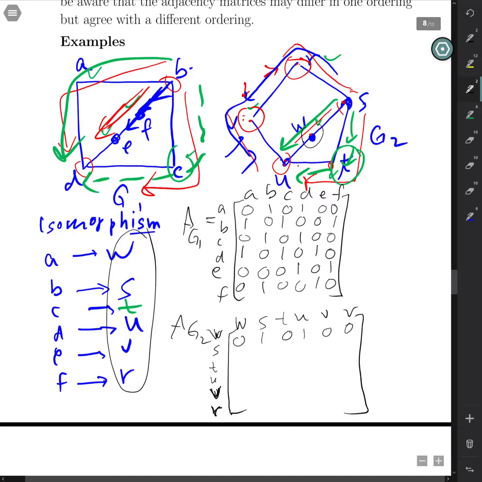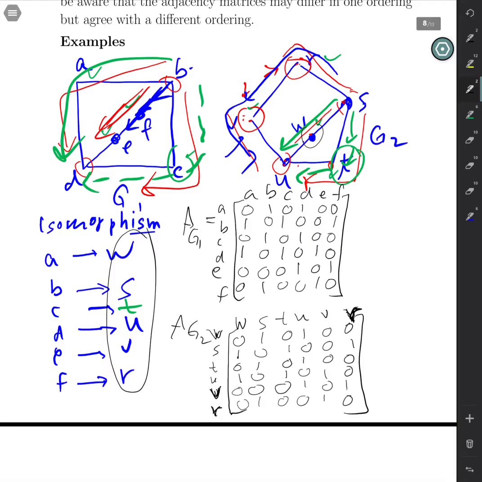S is adjacent to R, T, W. T is adjacent to S and U. U is adjacent to three things, T, V, and W. V is adjacent to R and U. And R is adjacent to S and V. All right, take a glance and you'll see that in fact those are equal.